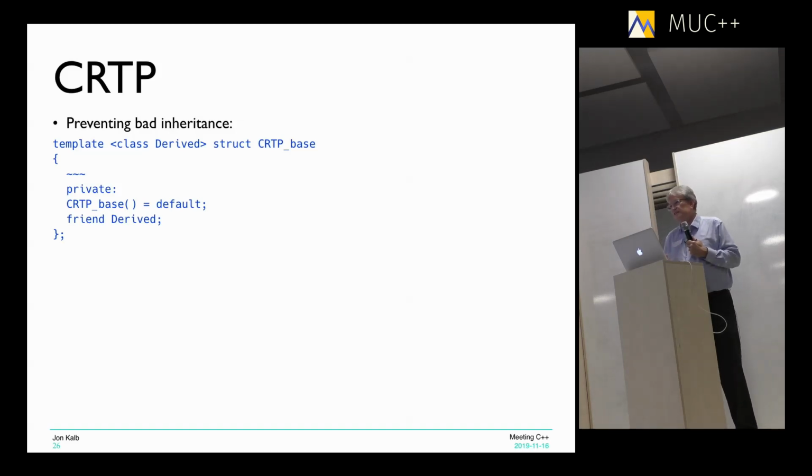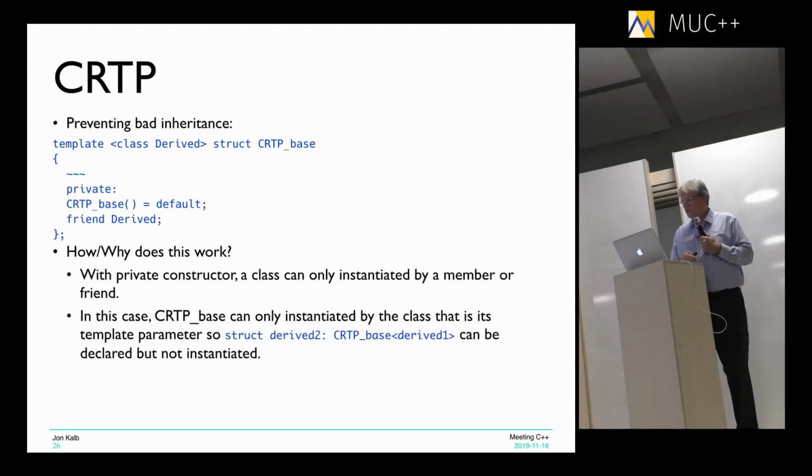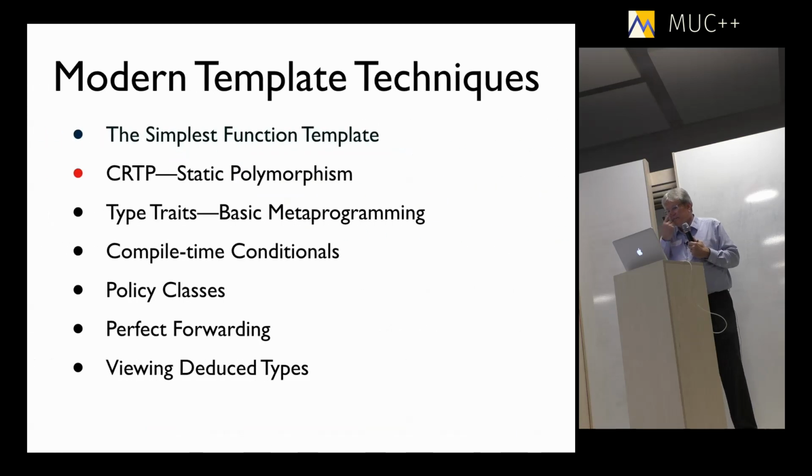So given this, if we want to instantiate struct CRTP base on derived 1, then we can only create that as a base for a derived 1. You see the problem? You see the solution? See why this works? It's just a nice little trick to prevent us from having bad inheritance. It's based on the fact that a private constructor can only be called by a class that is a friend of whatever the base class is. That's how it works.